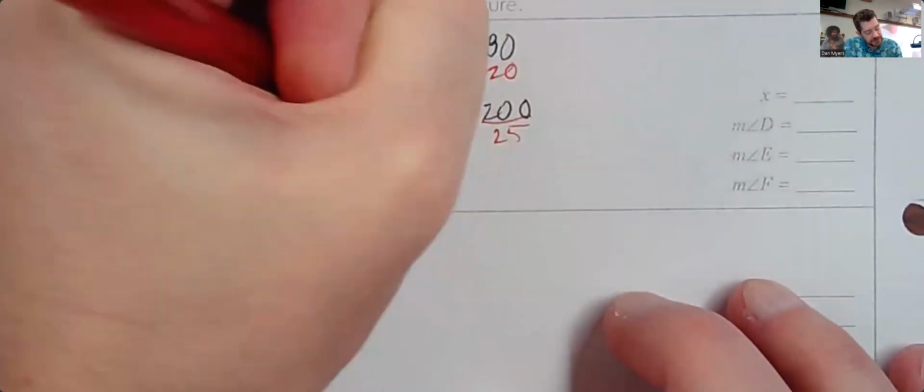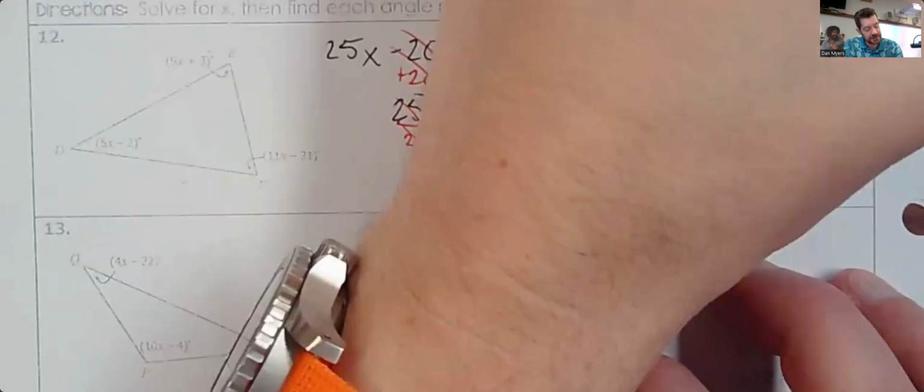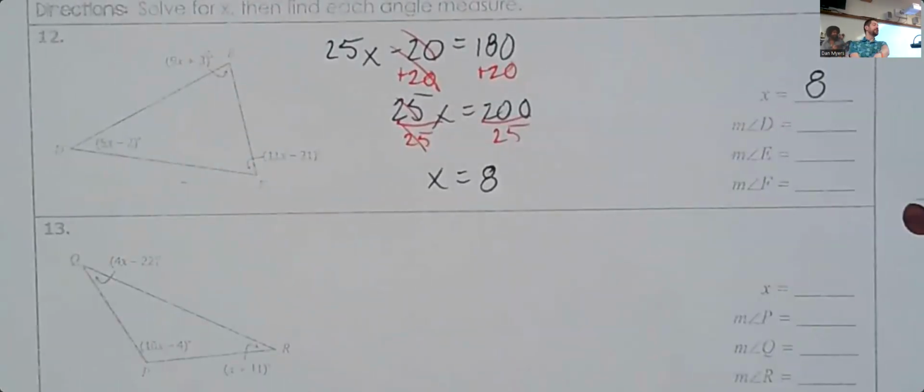And what does x equal? Yeah, x equals 8. Nice. So over on the right-hand side where it says x equals, just write 8. Don't put a degree symbol next to 8 because that's not an angle measurement. That's just the value of x. And so now to solve for the different angles, just plug x back into each individual angle, and you get the angle measurements.